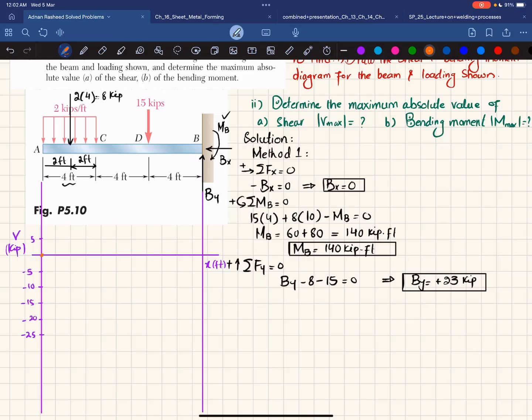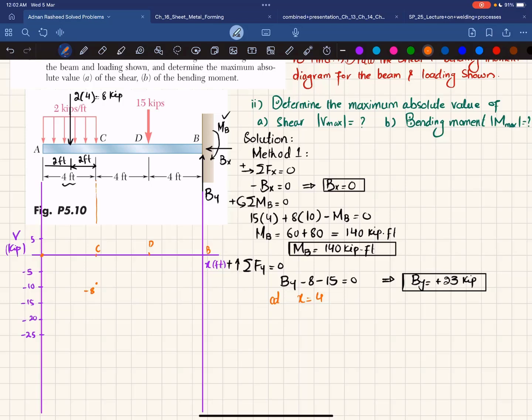Now we are going to find out the shear force at point C. This is point C and this is your point D. Okay, and this is your point B. So at point C, it means that at x is equal to 4 feet, this load will be equal to 2 multiplied by 4, which is 8, and that will be minus 8 because the load is downward. So at C we have minus 8. You can write it minus 8 kip.